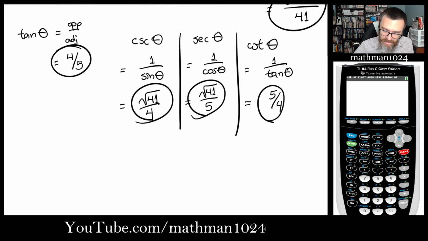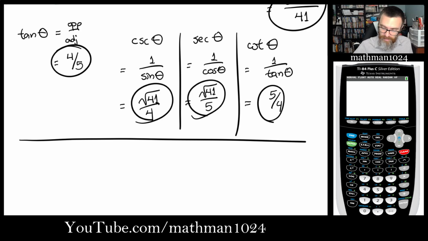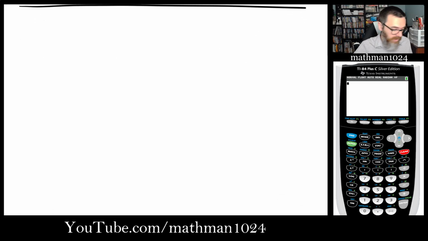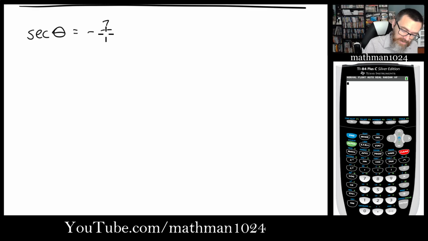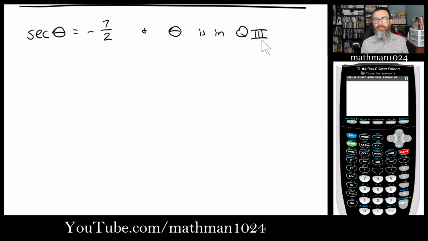All right, so let's try a different kind of problem. Suppose we were given the following. We were given that the secant of theta is equal to negative 7 halves, and our theta is in quadrant 3. Theta is in quadrant 3.